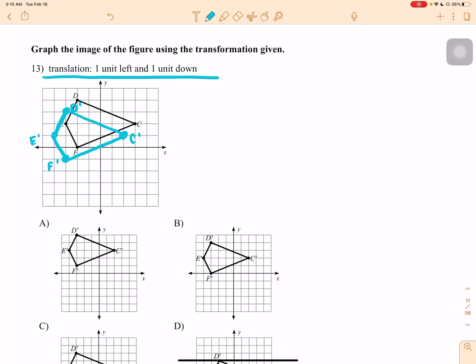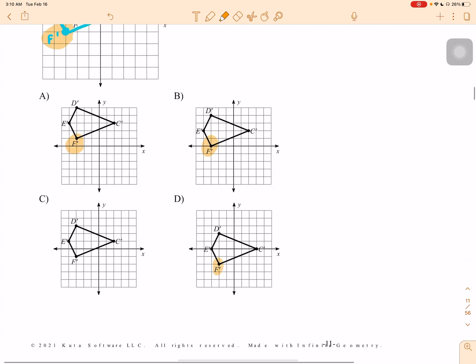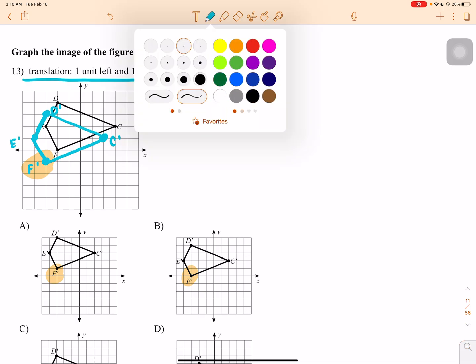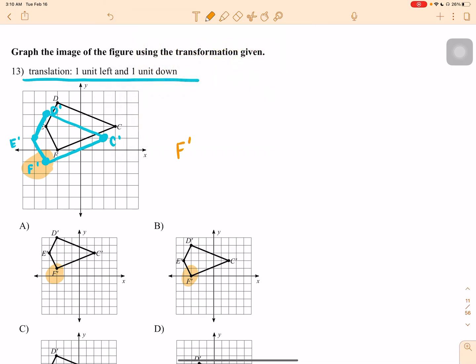So first I'm just going to focus on one of these. So I'm going to focus on F prime. So on my graph here, I'm going to jot down where F prime is. So F prime from the origin is 1, 2, 3 to the left it looks like. So that is a -3. And then we're down 1 from the x-axis. So it'd be -1. So -3, -1 is the point for F prime.